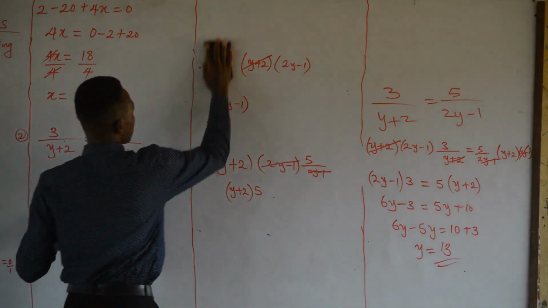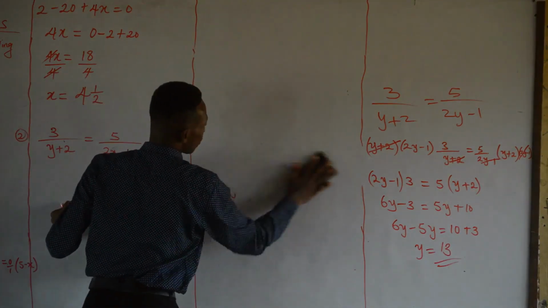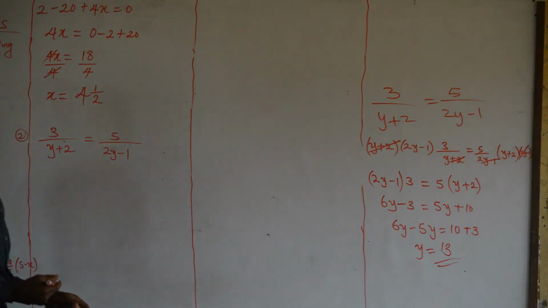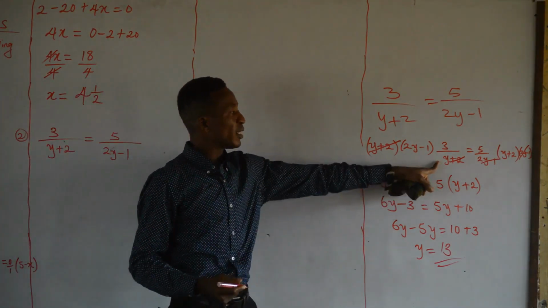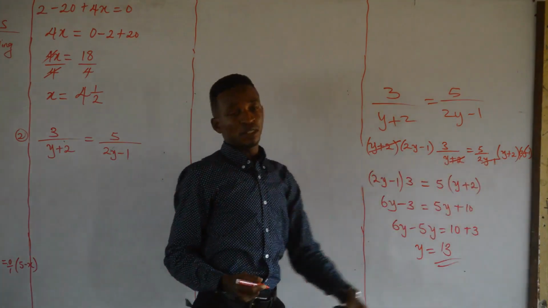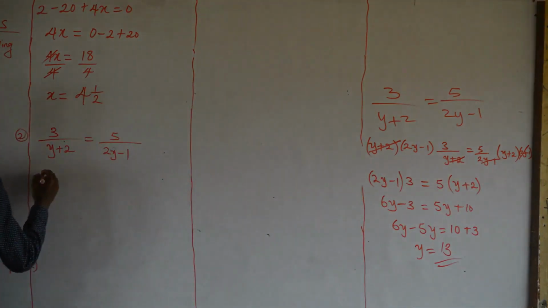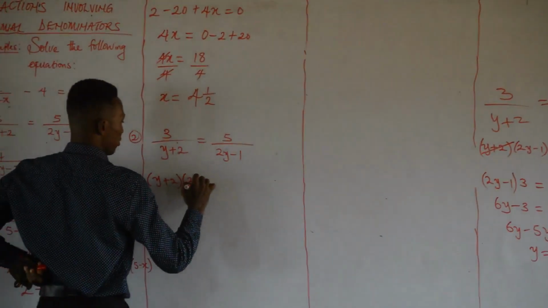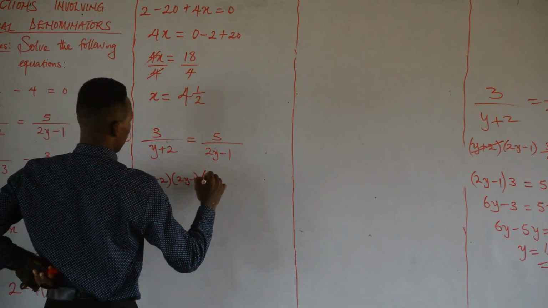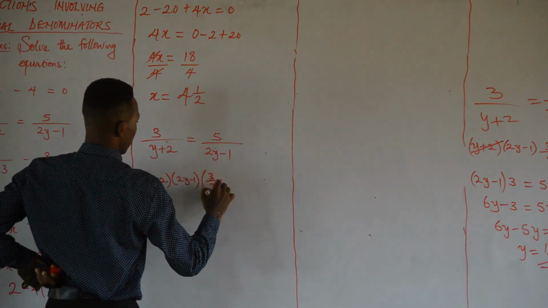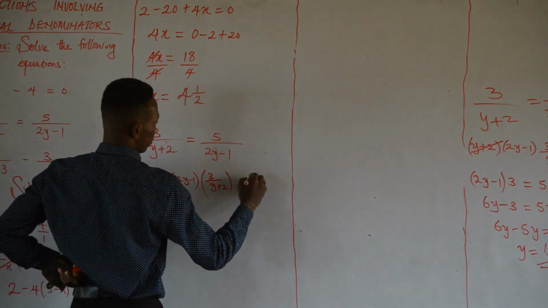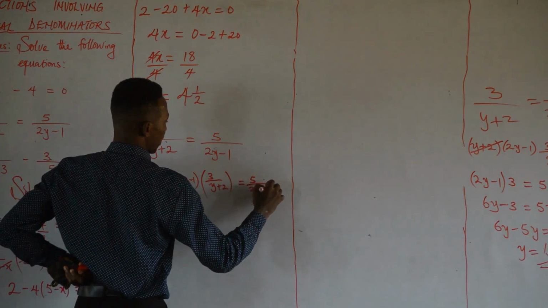So I'm going to transfer it inside my notes now. So while transferring inside the notes, I'm going to use any of the method I've explained. That's either placing the LCM first before the value, or placing the number before the LCM. So here now I'm having y plus 2 into bracket 2y minus 1 into bracket now 3 all over y plus 2. Everything equals to 5 all over 2y minus 1.